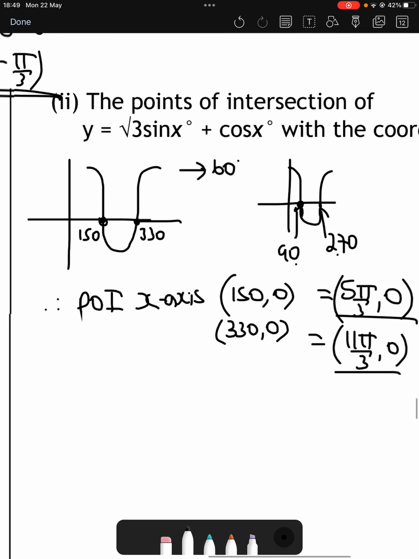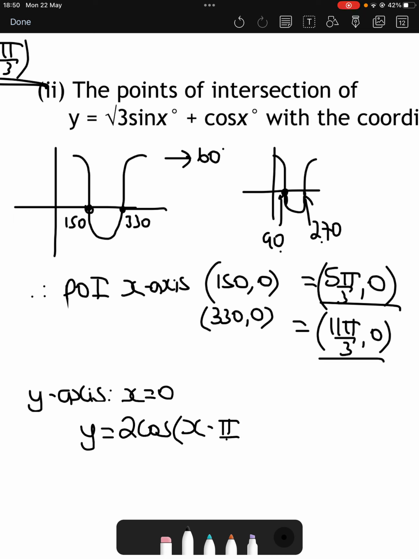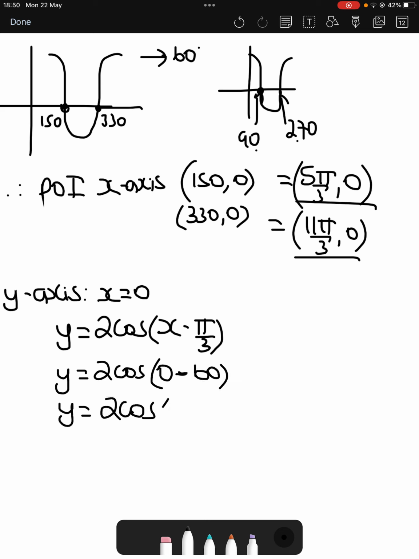Second one we need to know is where it cuts the y-axis. Okay, where does something cut the y-axis? It cuts the y-axis when x is 0. So we've got our graph, remember, which is this. Okay, so we have y equals 2 cos of 0 minus, again, I'm going to work in degrees because it's easier. Okay, cos of negative 60. Now again, you want to know is it the same as the positive or the negative of 60.